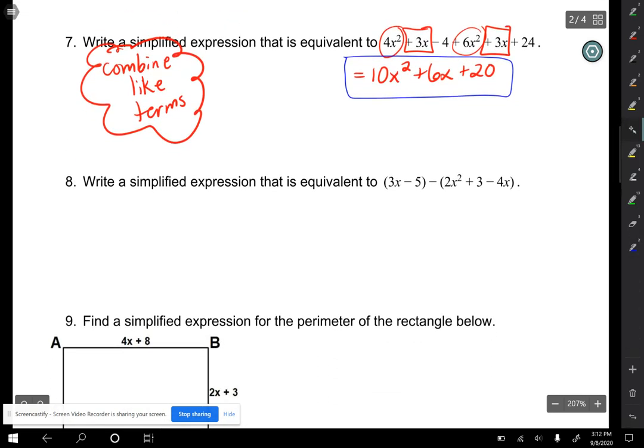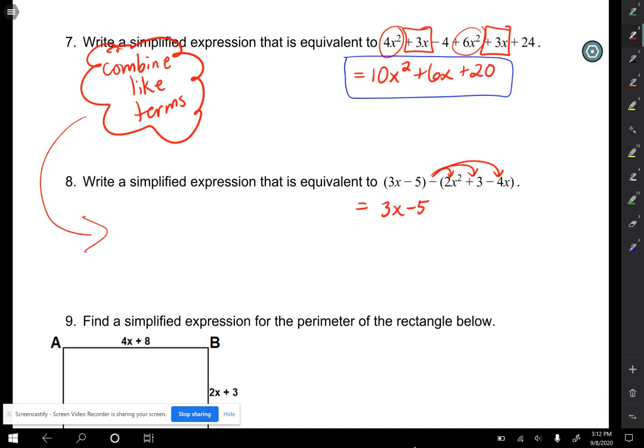So almost exactly like the one before it, this one wants another simplified expression, which again, we just need to combine like terms. But to begin to do this one, I need to distribute this negative. So this is going to equal 3x minus 5. Those signs don't change, but these inside the 2x squared plus 3 minus 4x are going to change. So I have negative 2x minus 3 plus 4x.